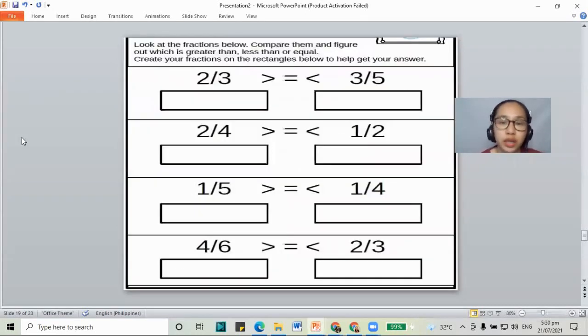Let's do this one, our fraction. So in our fractions here, we will try to draw the bars. So this one has 3 parts and this one has 5 parts.